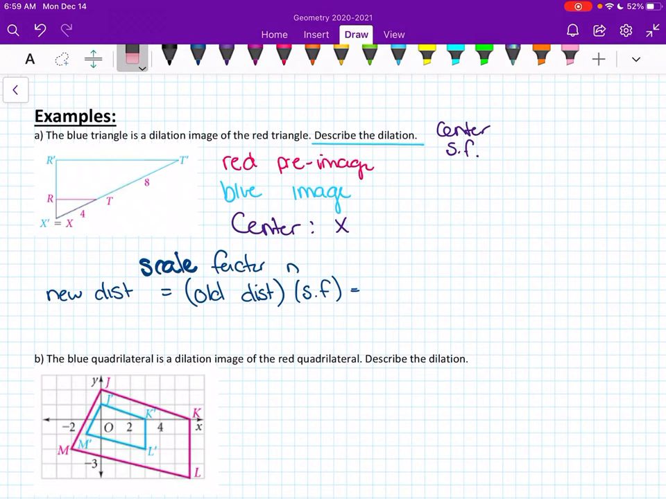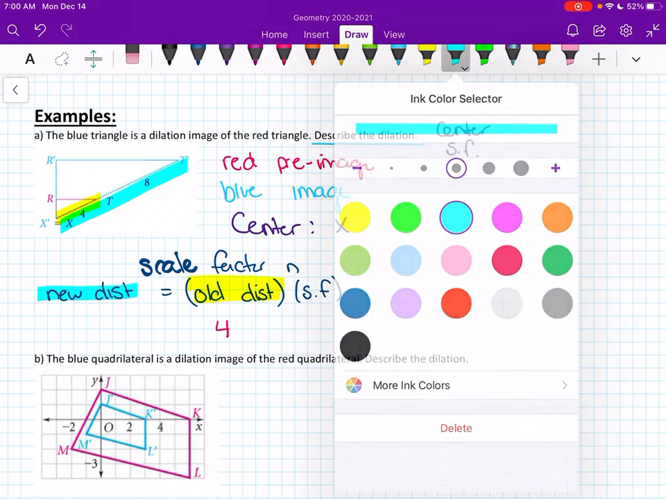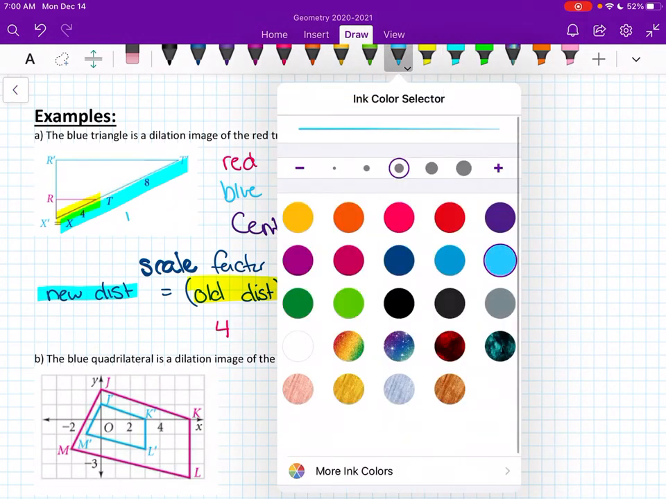Okay, so let's look at that. And we have one example where we can look at old distance and new distance. So the old distance, we're going to look at the pre-image. So my old distance, let me do that in yellow, is going to be from the center to the pre-image. So that is going to be 4. And then the new distance is going to be from the center to the image. So that is going to be 12, right? Because I'm going to add that 4 and that 8. So that's 12.